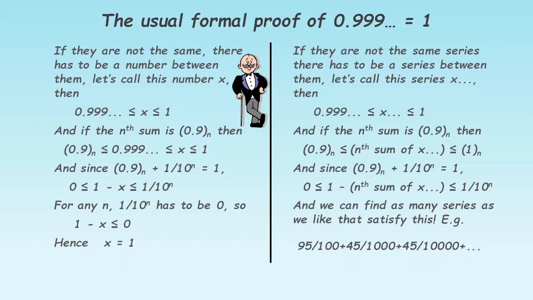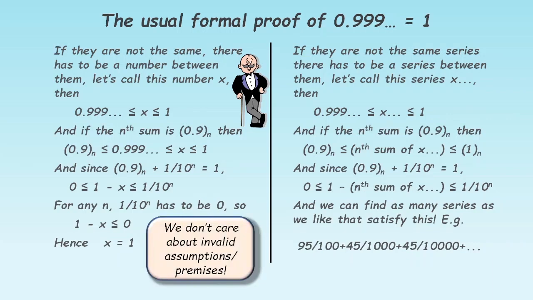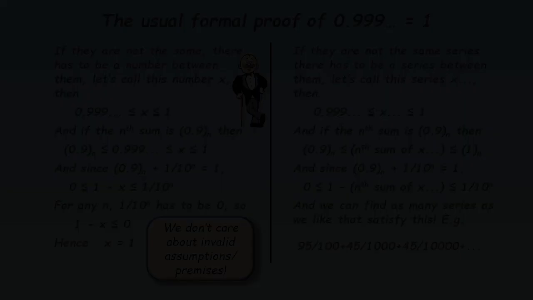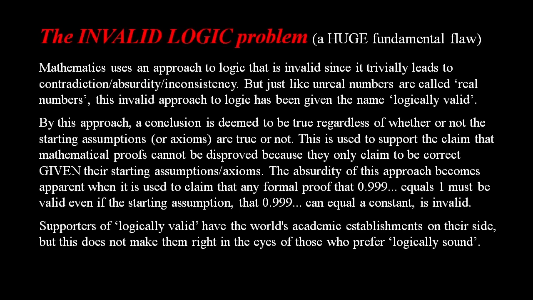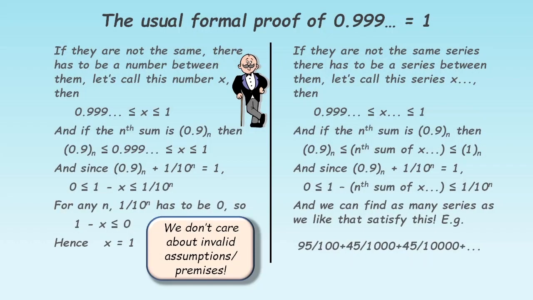But they will insist that their proof is still valid, because a proof is deemed to be valid regardless of whether or not the premises or assumptions are valid. Just try to get your head around this. It doesn't matter if we wrongly assume that 0.9 recurring is a constant, because the proof that it must equal the constant 1 will still be valid regardless.